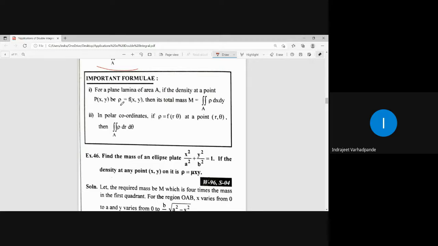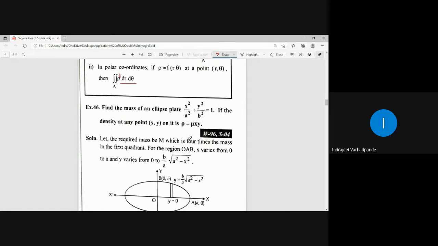If the density is rho, total mass is double integral over A of rho dx dy, or double integral over A of rho r dr d theta. Here it should be r dr d theta. The formula is r dr d theta.